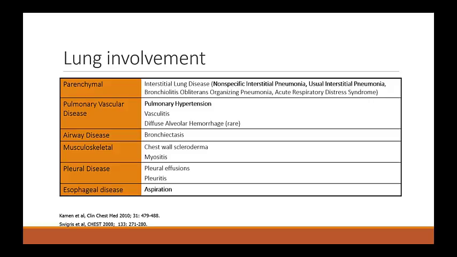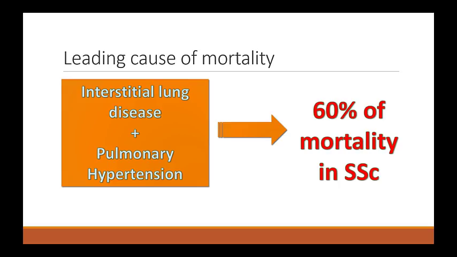So there's a broad scope of lung involvement that you can see within scleroderma. Our focus is going to be on parenchymal disease, specifically ILD, and pulmonary vascular disease, pulmonary hypertension. I'll also note that esophageal disease plays a role here because you get aspiration, and then you see a whole broad spectrum as well. So again, just to emphasize this, the combination of both ILD and pulmonary hypertension together in patients with scleroderma is a cause of up to 60% of mortality.